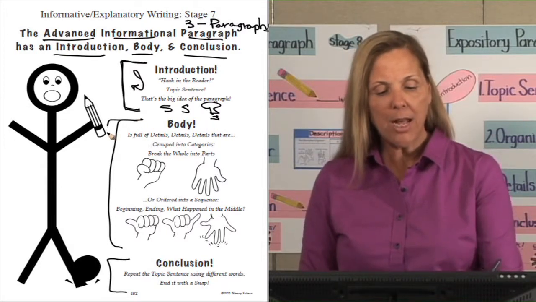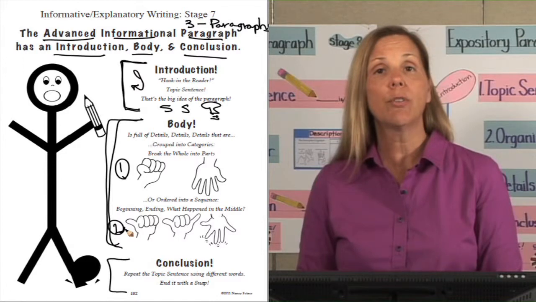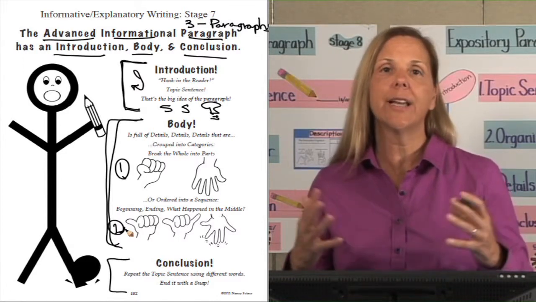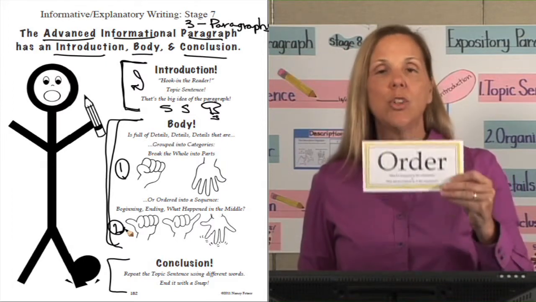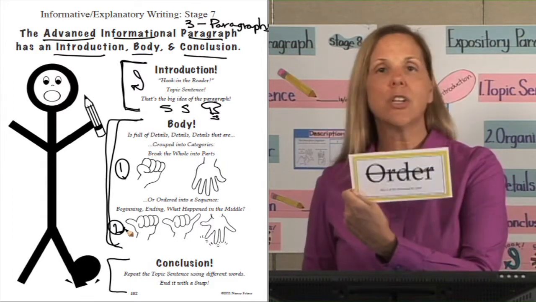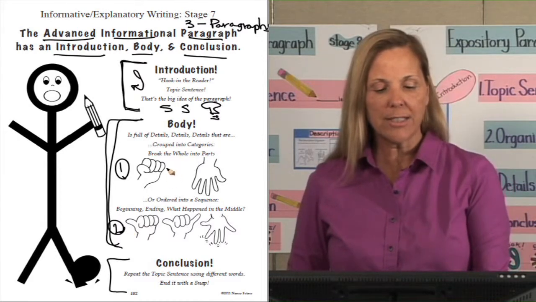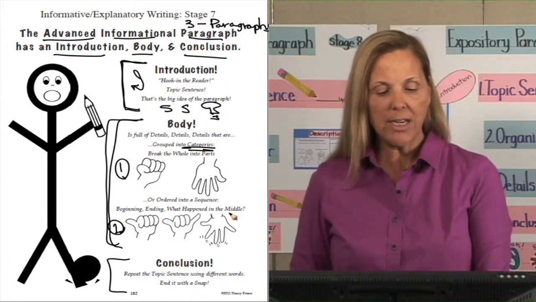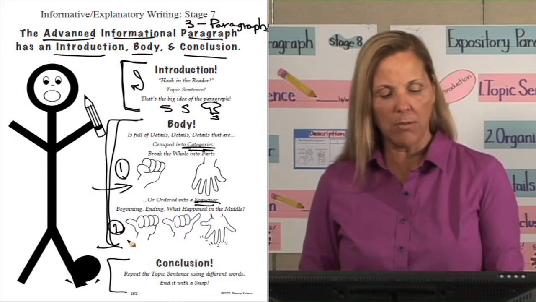As we go to the body, there are 2 different organizers we need to choose from in order to organize the details in the body. What we always have to ask is, do the details need to be in order, or they don't have to be in order? If they don't have to be in order, then that's going to be the categories. If they do have to be in order, then we need to have the sequence organizer. And we have our hand signs here as well.